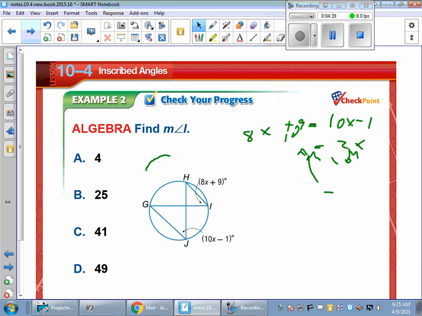So x is going to be 5 right there. And then you're going to want to plug that in to find the measure it asks for. Find the measure of angle L or I. So you're going to go 8 times 5 plus the 9. Final answer is going to be D, 49.